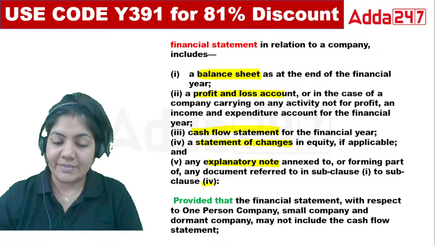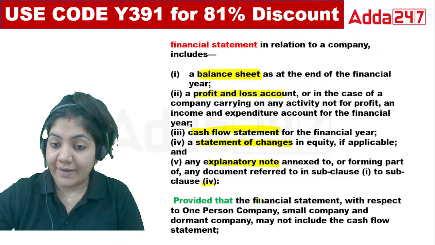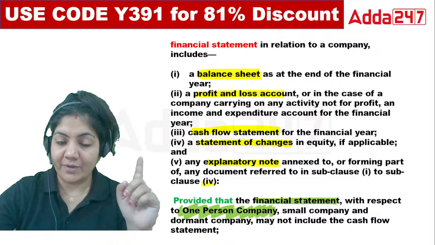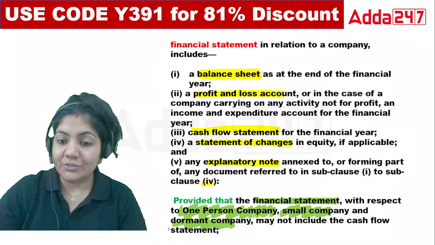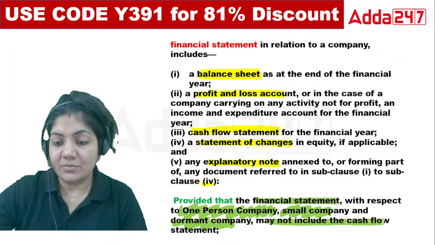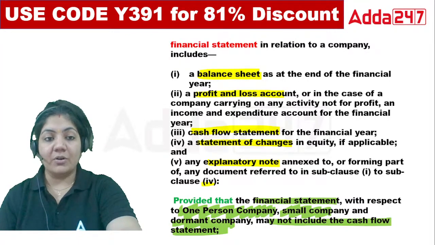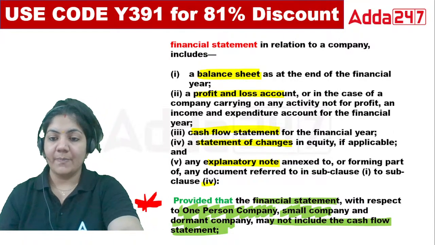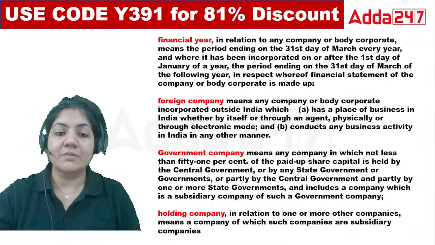Okay. And class, this point is important. Provided that for the financial statement with respect to a one-person company, a small company, and a dormant company, in all three cases we do not require a cash flow statement. It is not required to show the cash flow statement. So this can become a question. Okay, next. What is financial year?